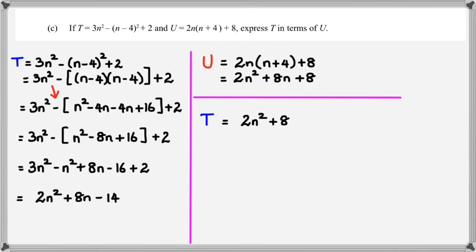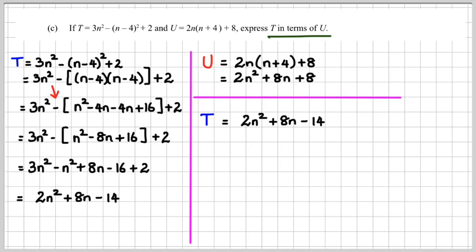So I'm going to put t equals 2n squared plus 8n minus 14. The question is asking write t in terms of u. Right now my t is in terms of n. So I've got to figure out a way to get rid of that n. There's a couple of ways of doing this. I think I've just realized another way of doing this. I'm going to show you one method here first, guys, and then I'll show you a different method as well. As I was talking through this video, I actually realized another way, probably an easier way, but I don't know. Let's see.